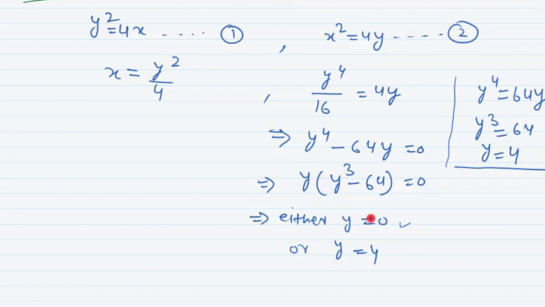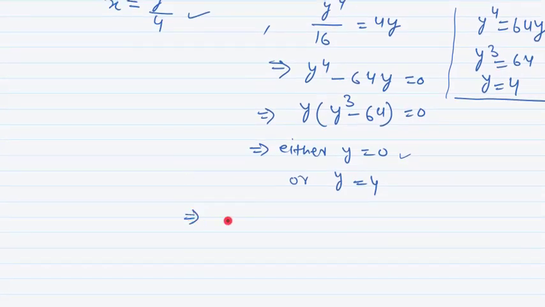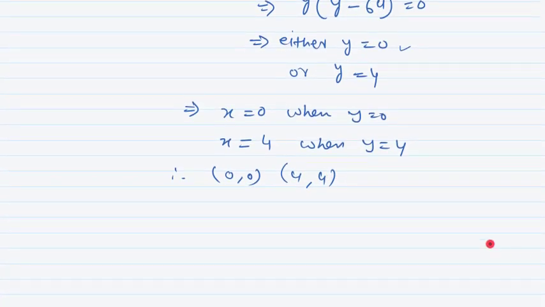So after getting the values of y, we can easily calculate the value of x from here. So this implies x is equal to 0 when y is equal to 0, and x is equal to 4 when y is equal to 4. Therefore we have 2 points, 0, 0 and 4, 4, on which the curves may cut each other. Now we need to calculate the slope of the tangent of the two curves at these 2 points.